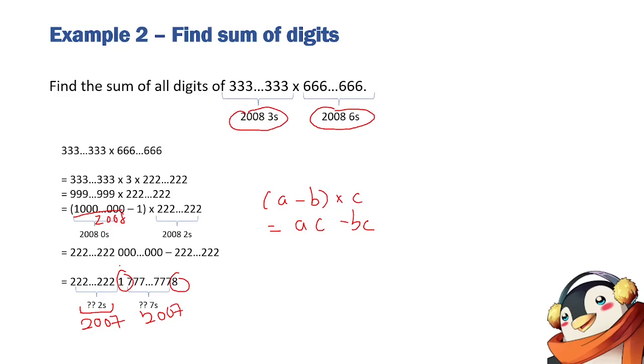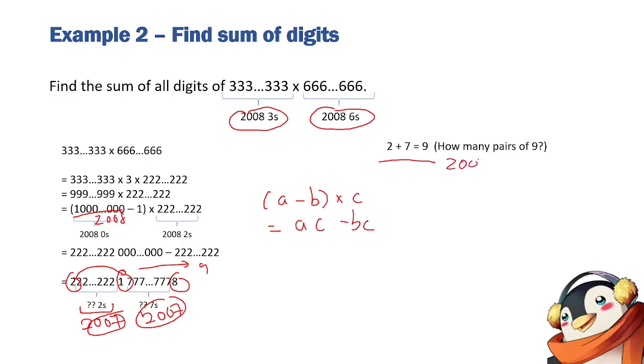So you want to sum all the digits up, right? You can see that the 2 and the 7 add up to 9. So you know there are 2,007 of these. So you have 2 plus 7 here, a pair of this, 2,007. Then down here you have this 1 and 8. You add these two up, it's also 9, isn't it? So you have one more pair, so you have one more 9.